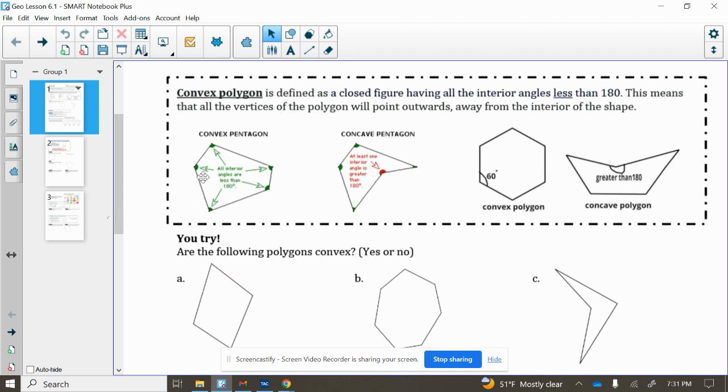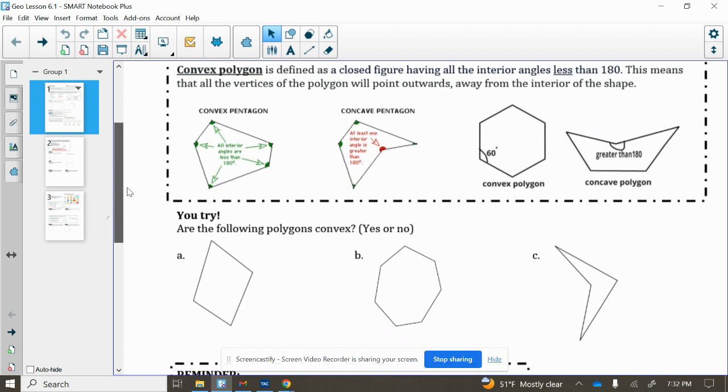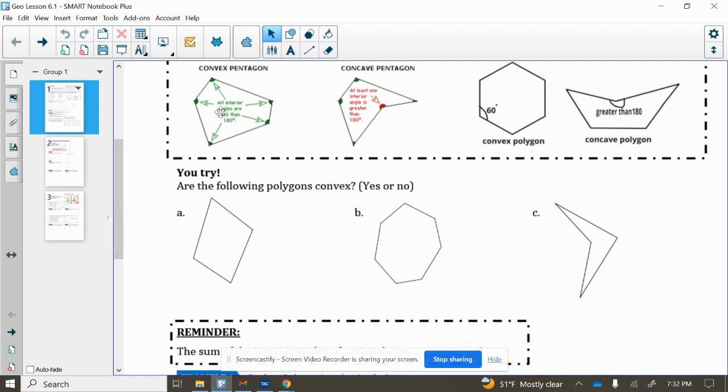So notice some of these examples of a convex polygon, where all these angles would be less than 180 degrees, versus a concave pentagon whose angle here is bigger than 180 degrees. Or another one with hexagons, we have a convex hexagon with all those interior angles being less than 180, versus one that has an interior angle that's bigger than 180, that would be called concave. So in the following examples, are these polygons convex, like the examples above? Would they be considered convex? Yes or no?